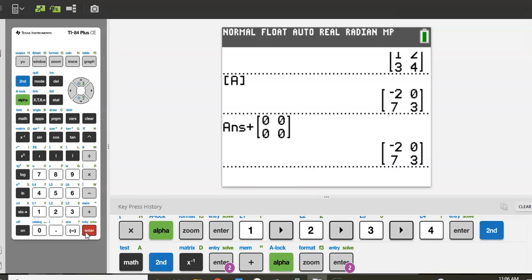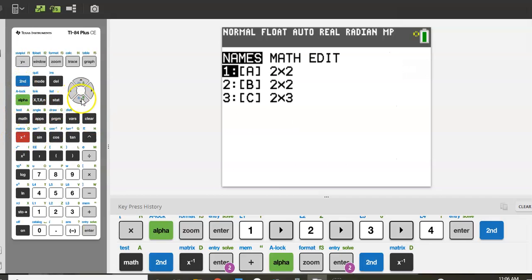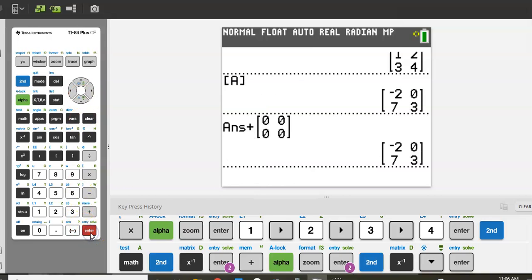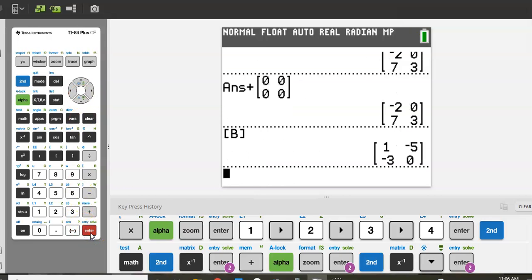All right. Now, we're going to use the two matrices that we had stored from the other day, matrix A and matrix B. Just as a reminder, matrix A was negative 2, 0, 7, and 3, which you can see on my calculator screen, Michaela. And matrix B was 1, negative 5, negative 3, and 0.